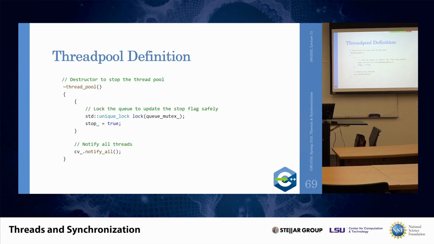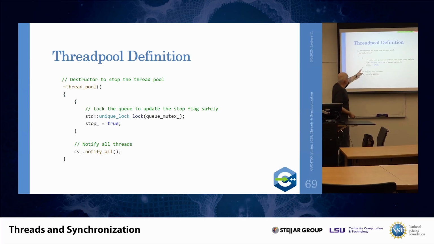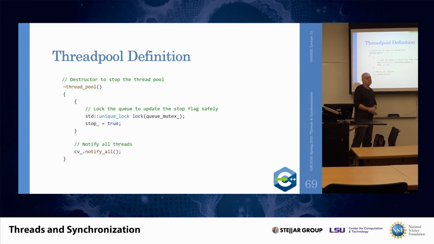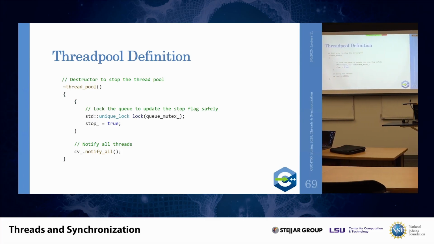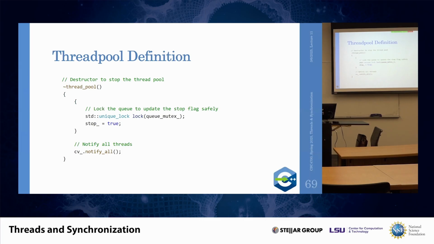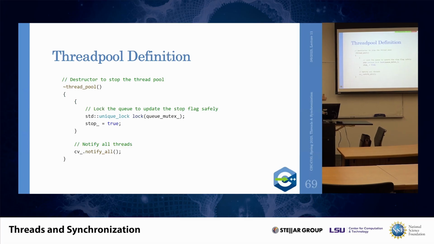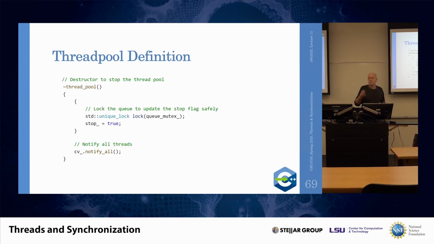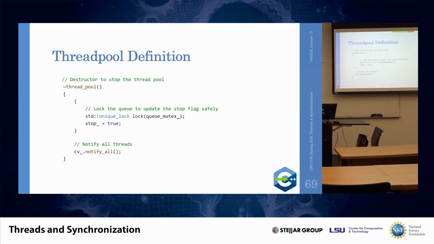Straightforward. Last but not least, the destructor. Well, what the destructor does is it grabs the lock to set our stop variable to true, to tell the pool to stop, and then it notifies all waiting threads. Because there could be more than one, it tells all the threads that are waiting, hey, please go ahead, come out of your wait, and either execute the remaining task if there's one, or just exit your loop. That's it. There you have a thread pool.